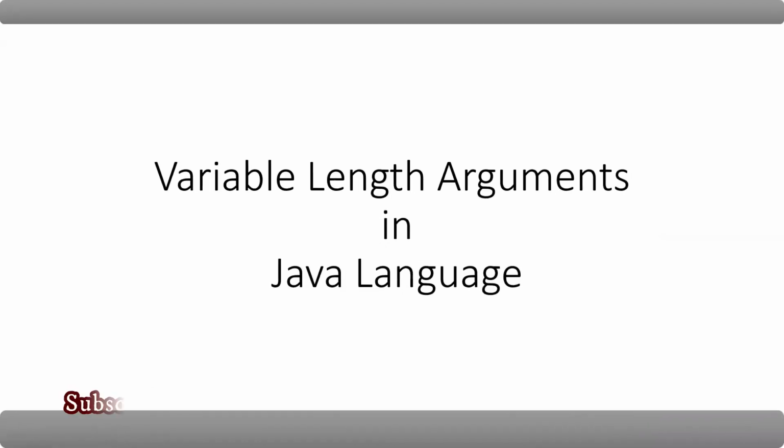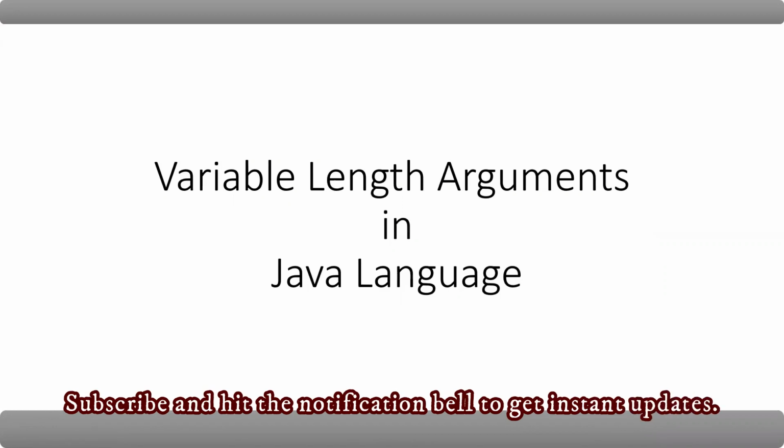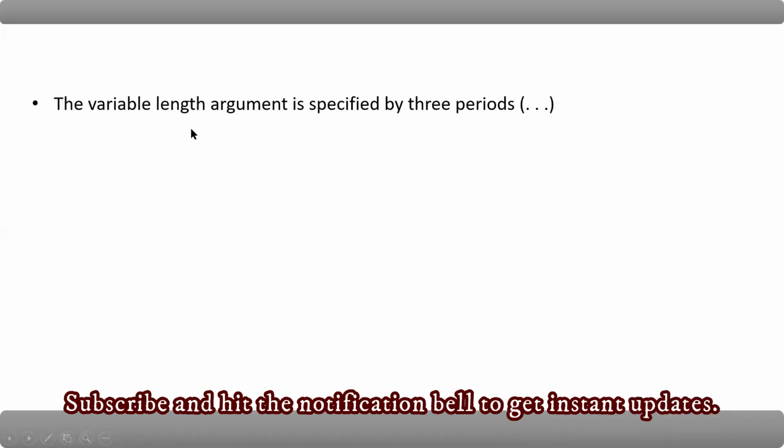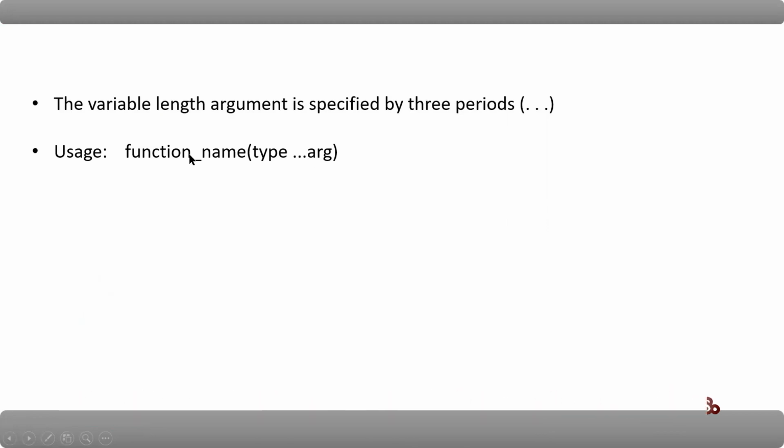In this video, I show you how to pass a variable number of arguments to a function in the Java language. In Java, variable length arguments are specified by using three periods, also called an ellipsis. Here the usage of the variable number of arguments in the function definition is like this. As an argument, we are using three dots followed by the name of that variable.